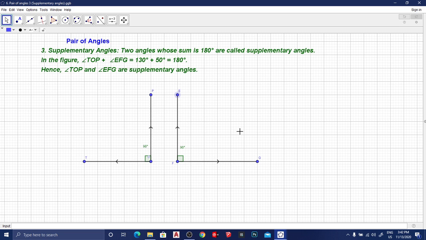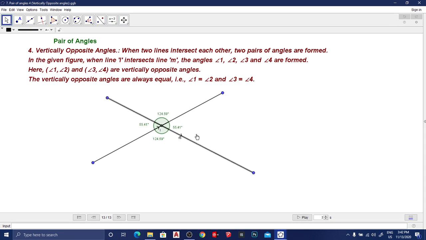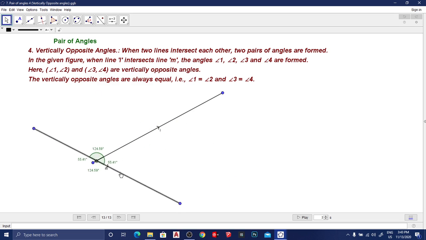Okay, so the next type of pair of angles is vertically opposite angles. Vertically opposite angles are formed by taking two lines and intersecting them with each other. Already I told you, the third possibility of forming angles is when two lines intersect each other like this.